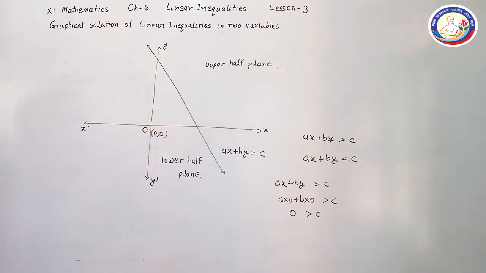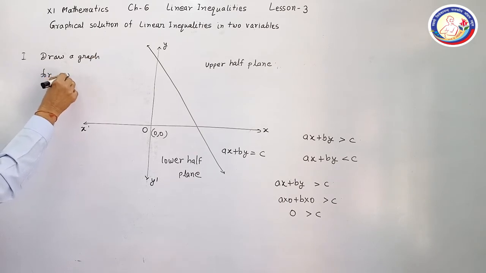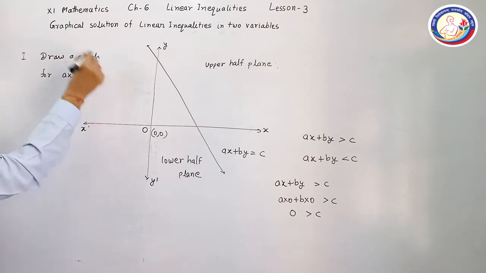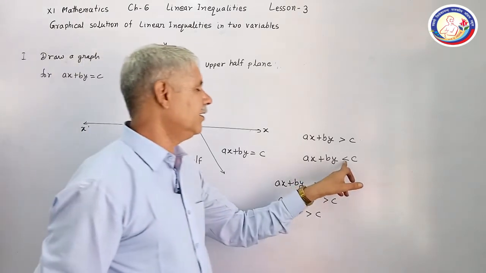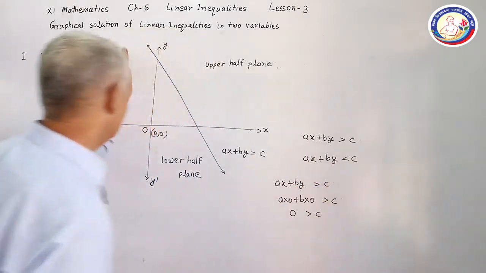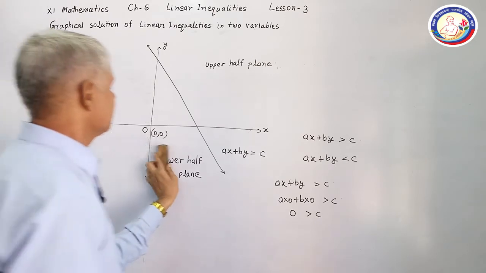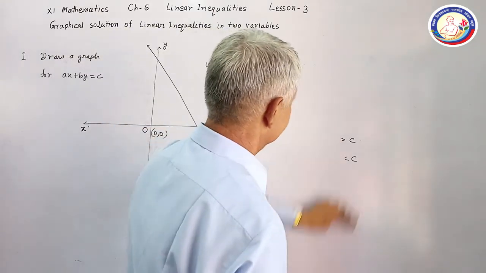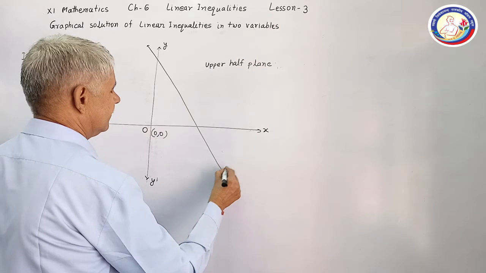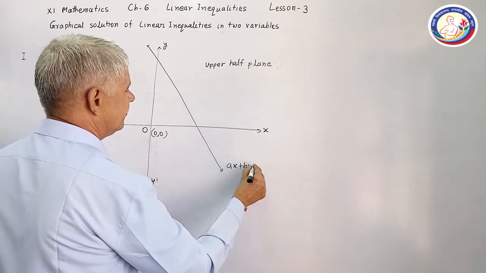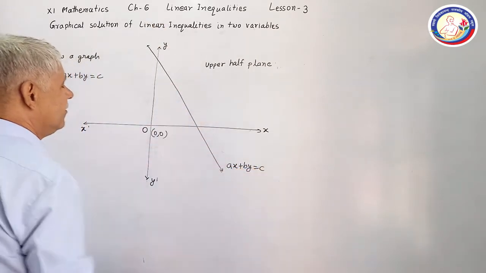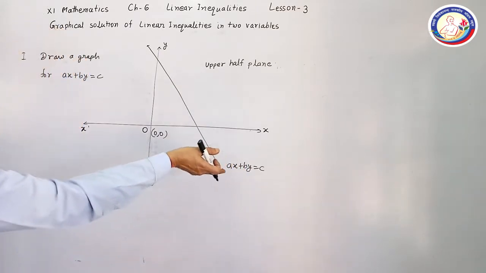So what will we do? Our steps will be, first draw a graph for ax plus by equal to c. Change the inequality into an equality equation and then plot it on a graph. Say this is the graph. Ax plus by equal to c. This is the graph for this equation. It will be a straight line.